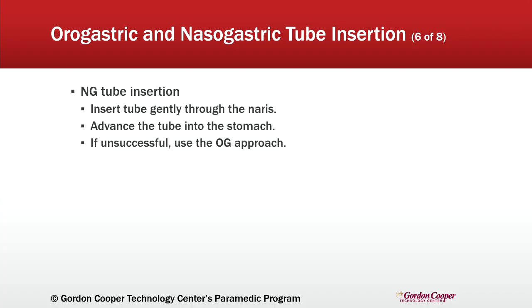If you're going through the nasal gastric route, you want to gently insert the tube through the nostril, directing it straight back along the nasal floor. Avoid angling the tube upward. If the tube doesn't pass easily, just switch nostrils and try the other side, or you may need to use a smaller tube, but never force it because it can kink and bunch up in there. Advance the tube into the stomach. If you're unsuccessful, switch to the oral gastric route instead.